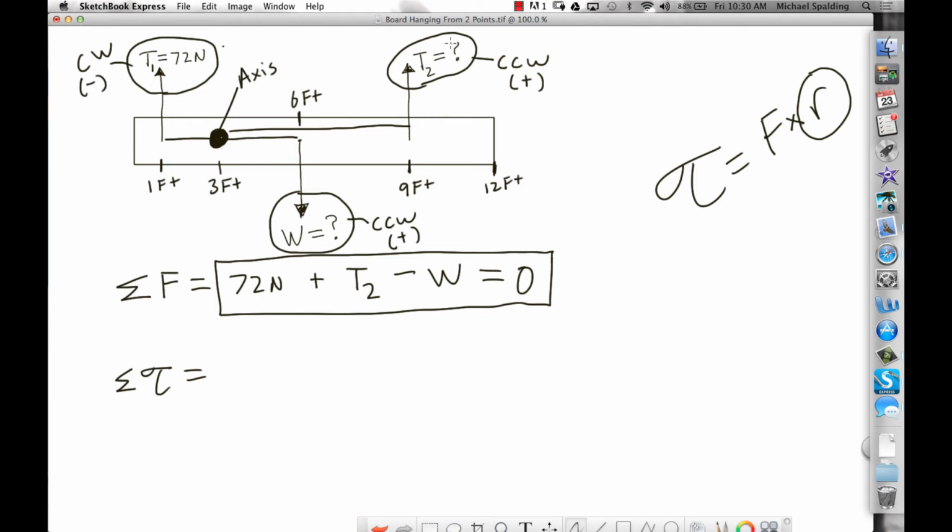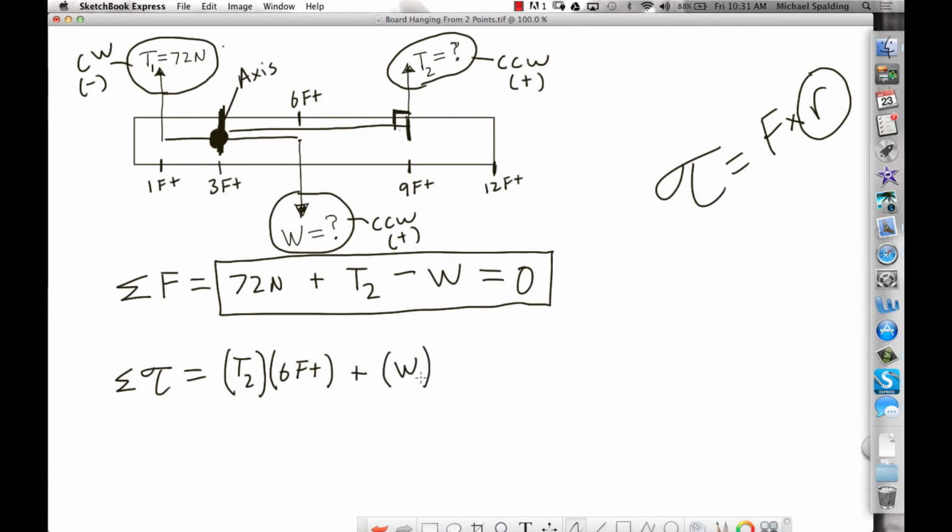Let's start with T2 right here. So you would go T2. Now what's the distance for T2? Well, let's see. From 3 feet, so from the axis over to T2, how far is that? From 3 feet to 9 feet is what? 6 feet. And is that perpendicular? Yep. Okay.